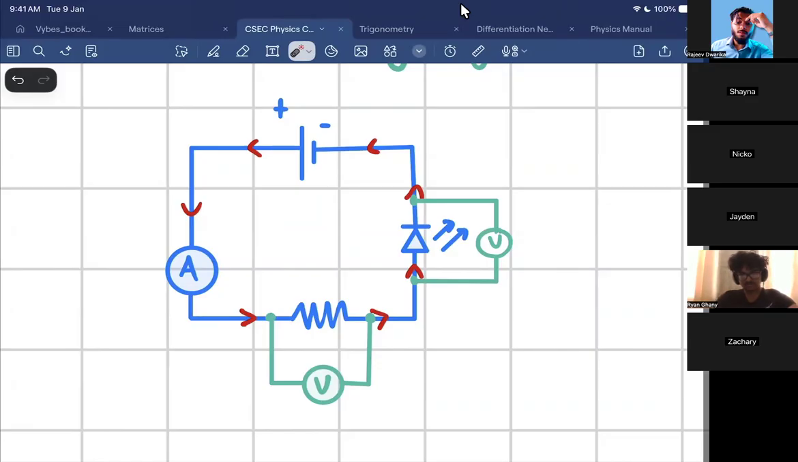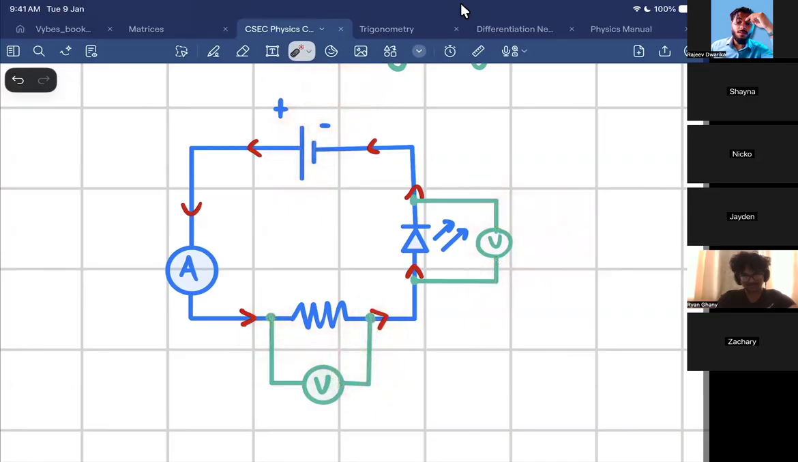But here's the thing, guys. If this is 12 volts, I only have 12 volts to work with. Only. Maybe it might have 3 volts across that. And if it had 3 volts across that, how many volts do you think it will have across the resistor then? 9. Right? It has 9 volts across the resistor.